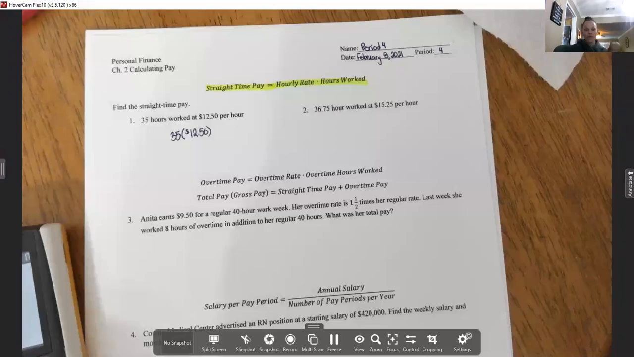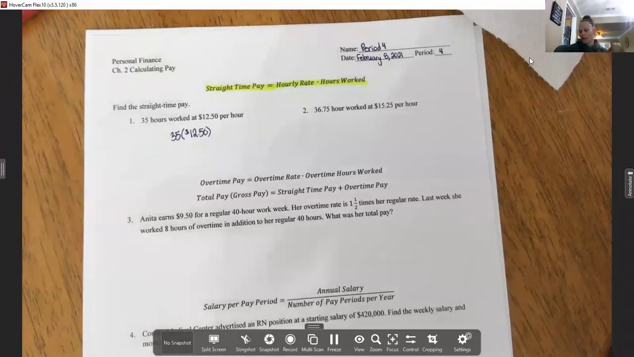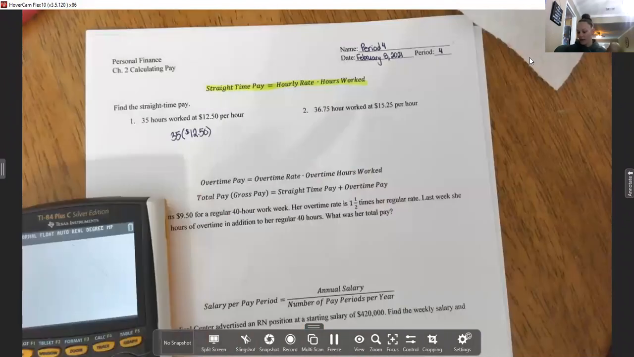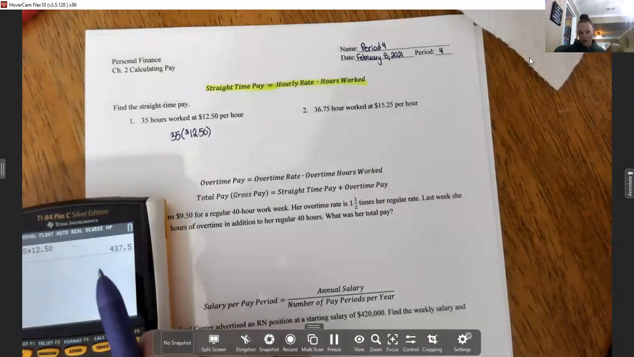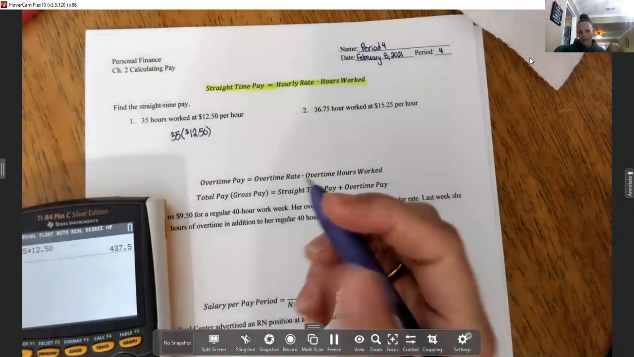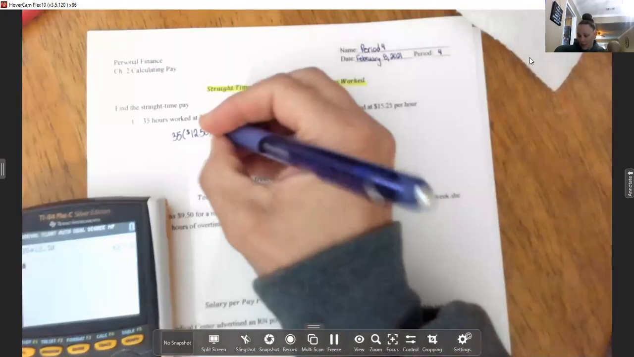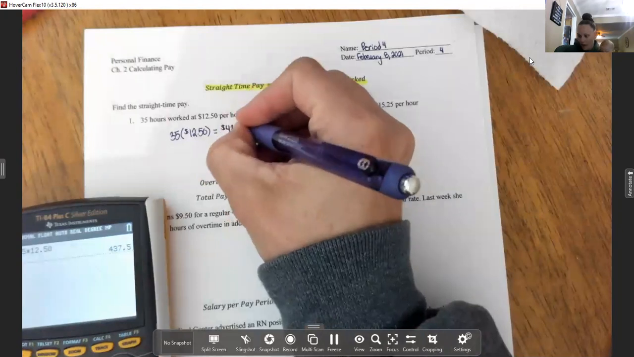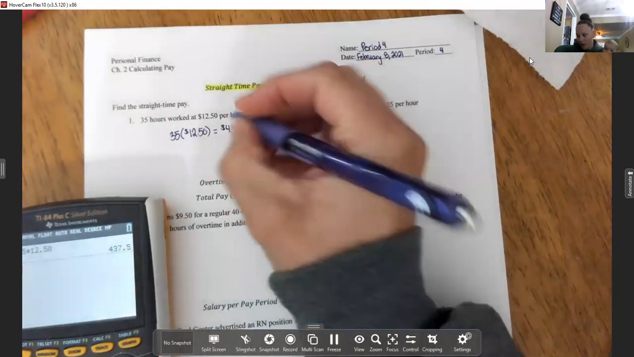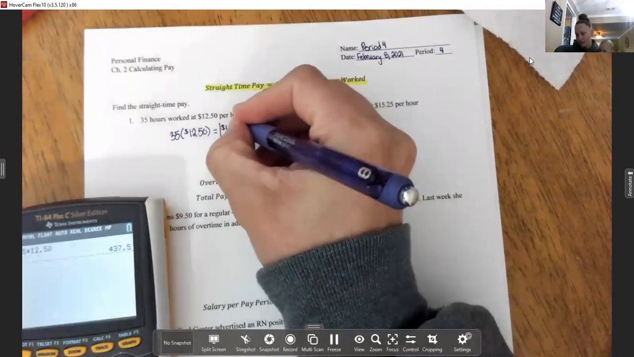So again, 35 hours worked at $12.50 an hour is 35 times $12.50. So $437.50. Make sure here you add the 0 after the 5 because money is always 2 decimal places.